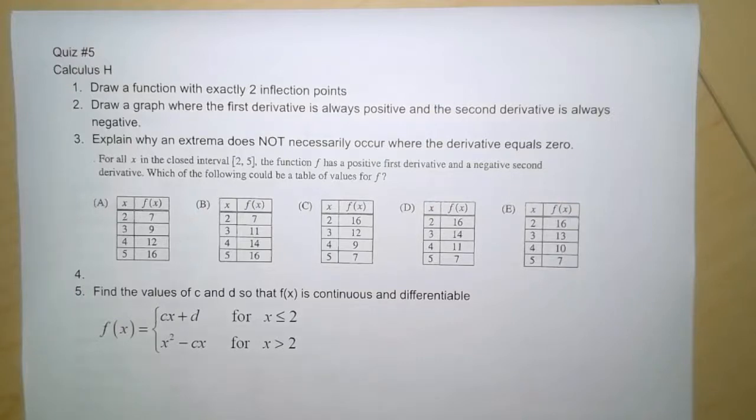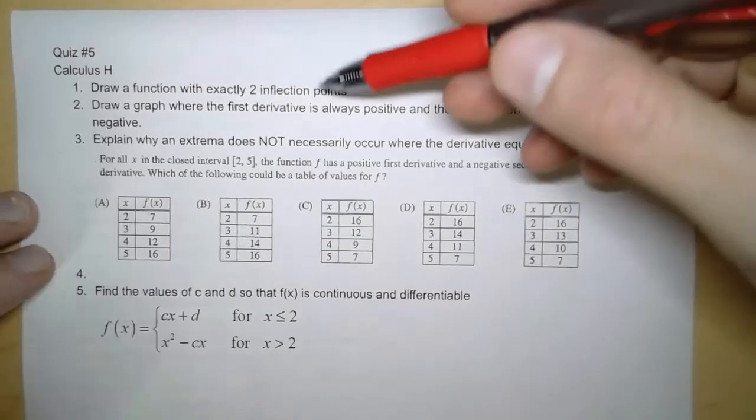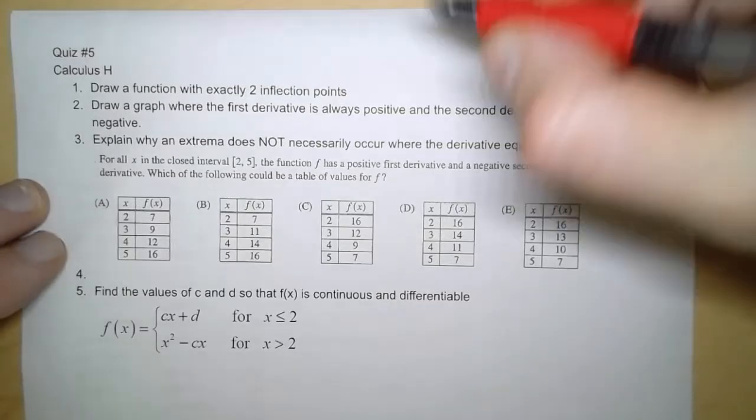In this video, I'm going to go over the answers to quiz number 5 for Honors Calculus for the fall 2017 semester. So number 1 says, draw a function with exactly 2 inflection points.